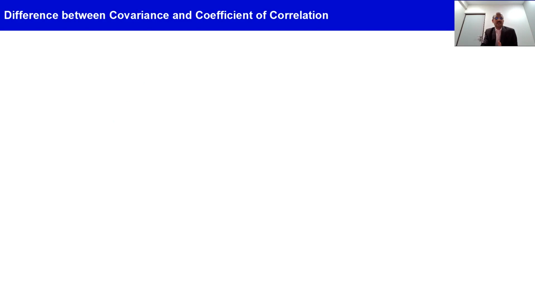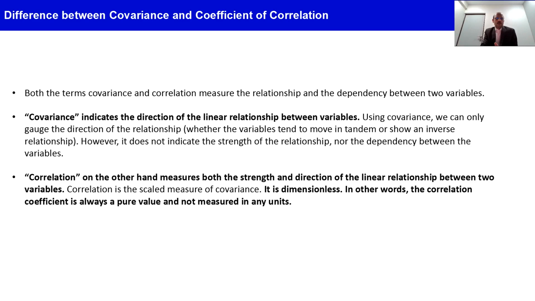Now let's understand the difference between covariance and coefficient of correlation, because sometimes people get confused between these two terms. Both the terms measure the relationship between the two variables. So both help in determining the dependency of two variables, how they are dependent on each other. However, covariance indicates the direction of the linear relationship between the variables. Using covariance, we can only gauge the direction of the relationship, not the strength or degree of the relationship. So it does not indicate the strength of the relationship nor the dependency between the variables.